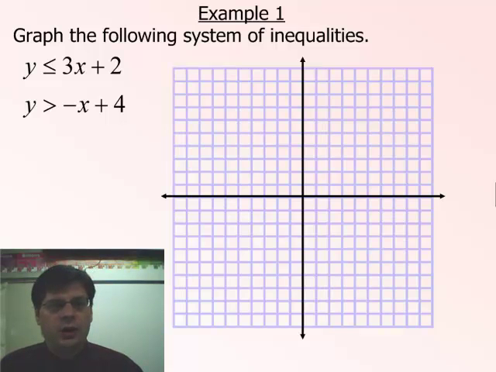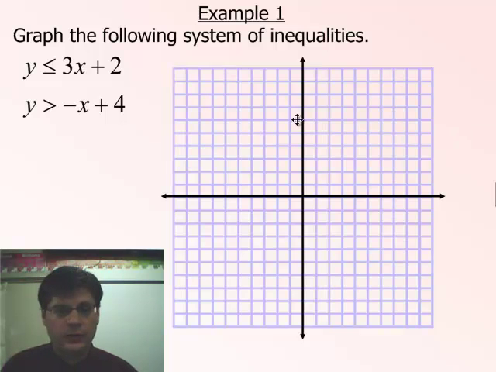Today we're going to be talking about graphing systems of inequalities and what's entailed with that. So here we have two inequalities in the form of y is less than or equal to 3x plus 2 and y is greater than negative x plus 4. So let's go ahead and we'll start off by graphing the lines.